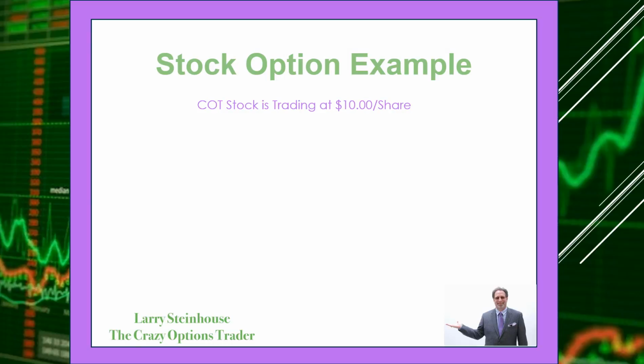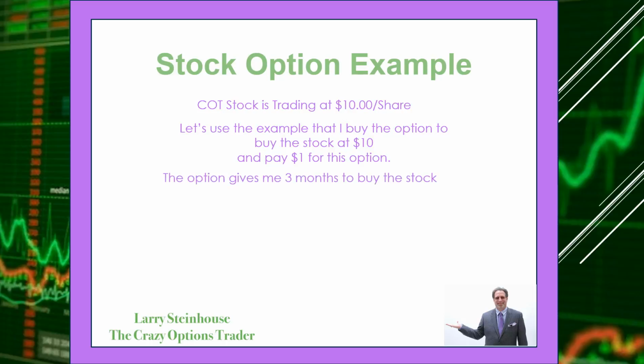Okay, if COT stock is trading for $10 a share, let's use the example that I buy the option to buy the stock at $10 and I pay $1 for this option. So I'm locking in the price at $10 and saying that I can buy this from you anytime for a certain period of time. Let's say it's 3 months. I have 3 months to buy the stock from you for $10. And I pay you $1 for this option.